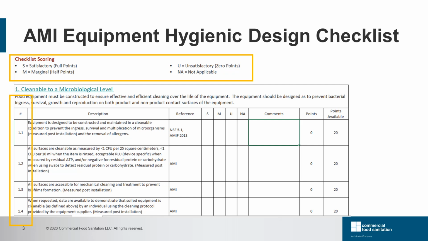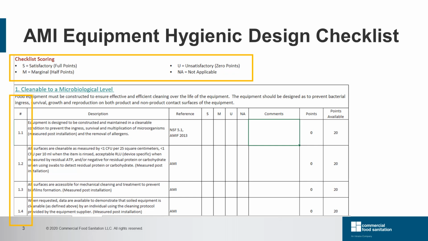When using this checklist to assess the hygienic design level of food processing equipment, it is recommended to use its rating system as a helpful tool. The rating system works like this. Each principle has a number or value assigned to it, so-called points available. As an example, like here on the screen, you can see that the principle 1.1 has the value of 20. Now you get into the evaluation.